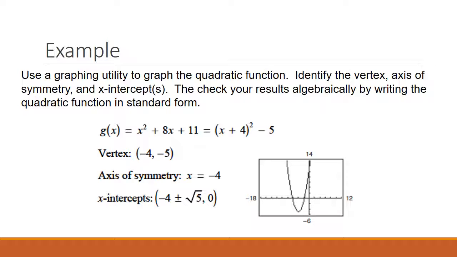The a that goes in front of the parentheses is the same as the a in front of the x squared, which in this case is 1. So we have (x plus 4) squared minus 5. You see the graph there. Our axis of symmetry is x equals -4. It will always be the x value of the vertex. And our intercepts are (-4 plus or minus the square root of 5, 0). And how you find that is, again, you're going to solve it for 0. You're going to set x squared plus 8x plus 11, or the vertex form, equal to 0 and solve.